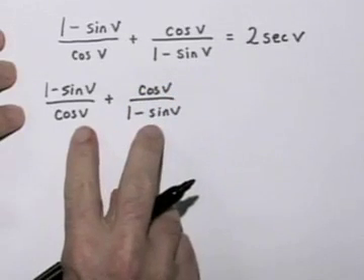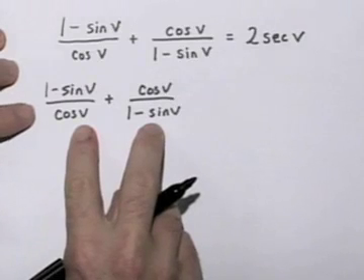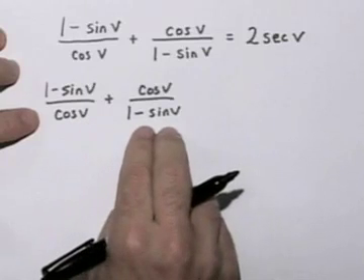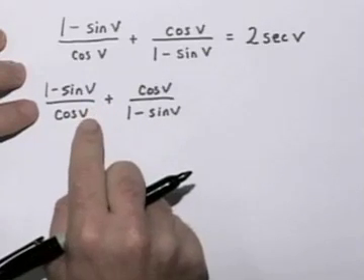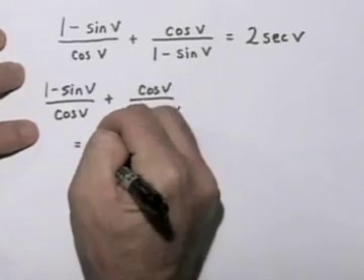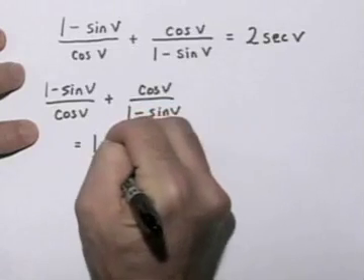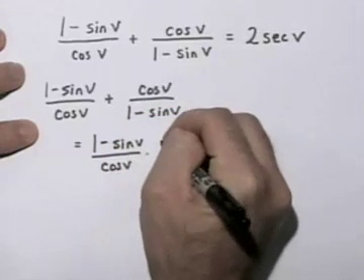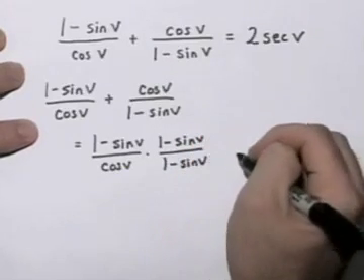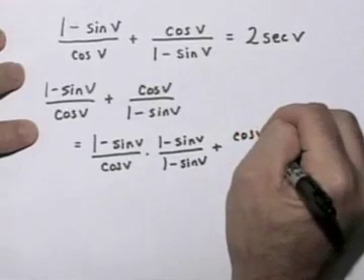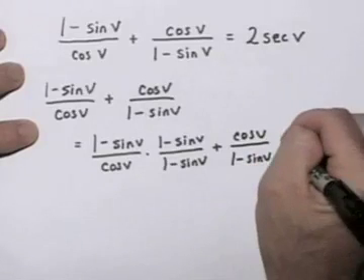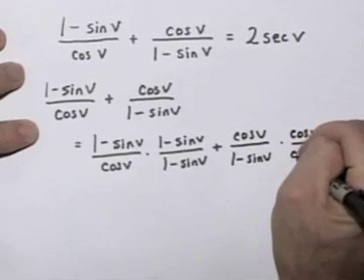What we want to do is add these two expressions, which is going to require us to find a common denominator. The common denominator is cos v times (1 − sin v). So I'm going to multiply the first expression by (1 − sin v)/(1 − sin v). I get (1 − sin v)/cos v times (1 − sin v)/(1 − sin v), so I'm just multiplying by 1. Plus cos v/(1 − sin v), and here I need to multiply the numerator and denominator by cos v.